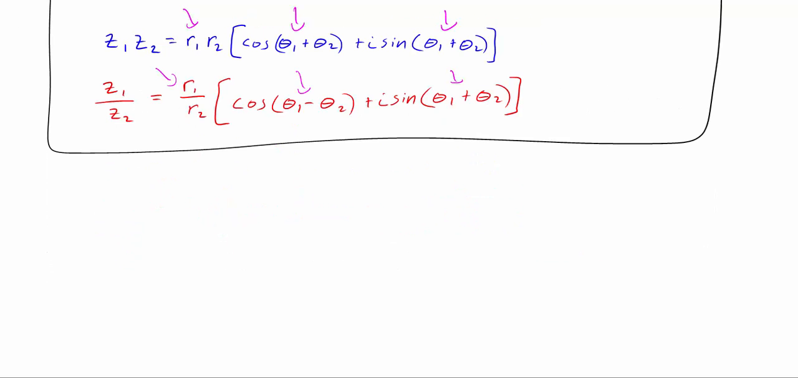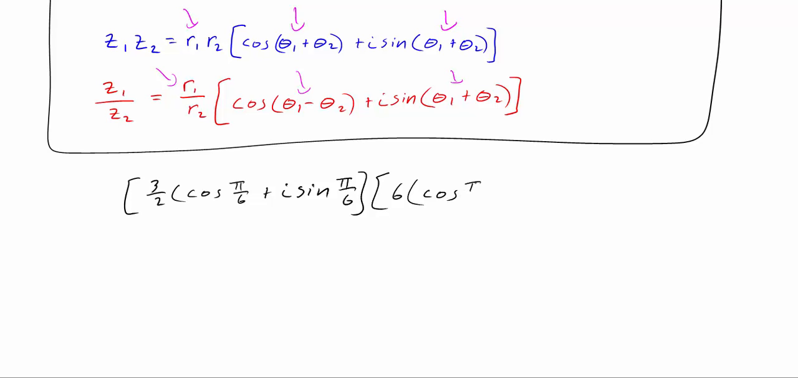So let's look at an example first on how we can multiply. If we have the following complex number, 3/2 cosine of pi over 6 plus i sine of pi over 6, and we're going to multiply this by 6 cosine of pi over 4 plus i sine of pi over 4.